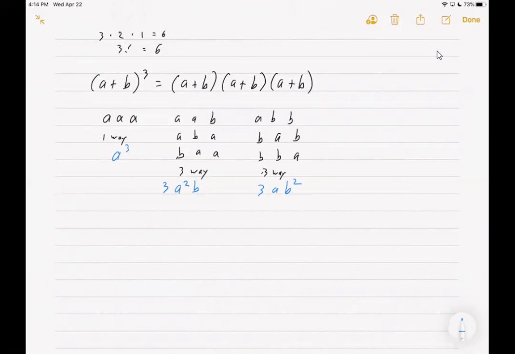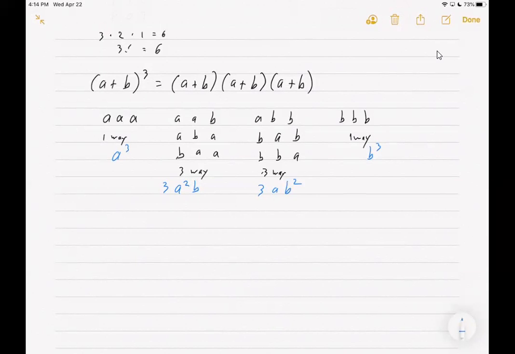Then if we look at the last possibility, the only thing we haven't done yet is drawing all B's. Once again, there's only one way to get all B's. So that would represent the B cubed term. There's only one way to do that. So the coefficients that end up in front of the terms when we expand are really ways of counting.